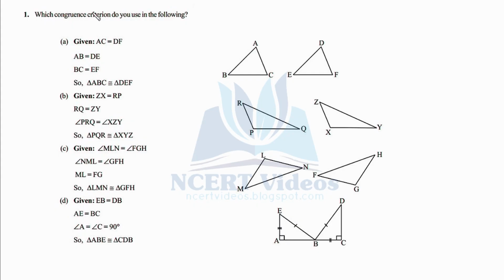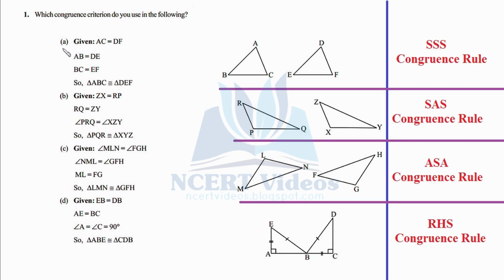Question first. Which congruence criterion do you use in the following figures? From A to D, we have to find the congruence criterion. In part A, we are given three sides, namely AC equals DF, AB equals DE, BC equals EF. So we are given all the three sides' measures. You have studied in this exercise that this matches the side congruency rule, or side criterion, of congruent triangles.